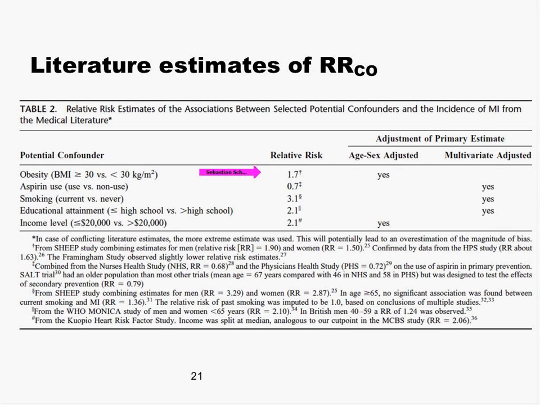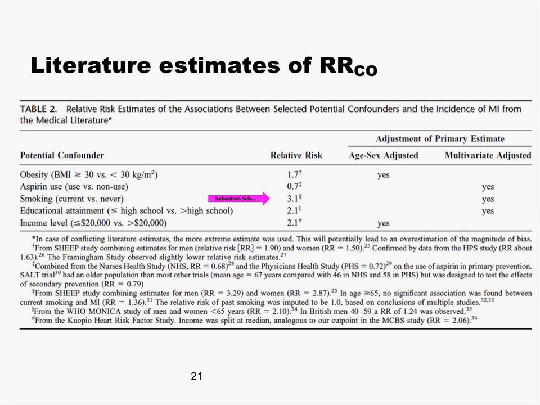And our best estimate was a 70% increased risk of MI once you are obese, which is a BMI of 30 or more. That is from a bunch of studies that are referenced down there. Aspirin use is a 30% risk reduction. That is the trial, the Physicians' Health Study, of course. Smoking, about a 3-fold increase of MI. Education attainment, income status: low income compared to high income doubles your risk of MI.